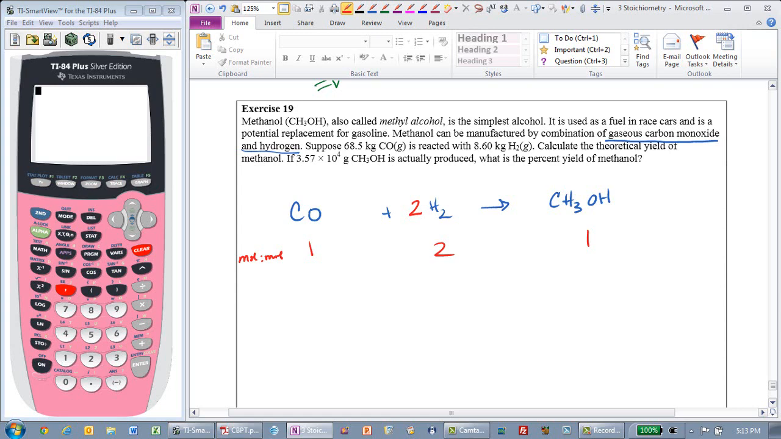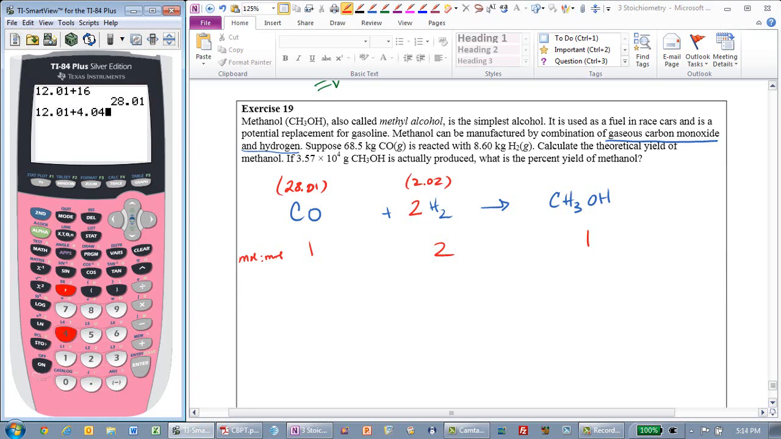And we might as well get our molar masses. 12.01 plus 16. I could have done this in my head. 28.01. Oops, I wanted red. Didn't click the right thing. 28.01. Hydrogen is 2.02. And CH3OH, okay, I'm going to have to do that one. So 12.01 for that carbon, plus 4.04 for all of those hydrogens that are there, plus 16. 32.05.